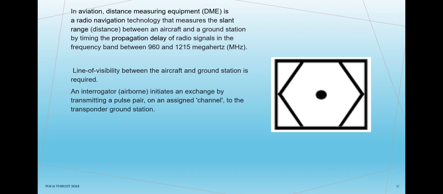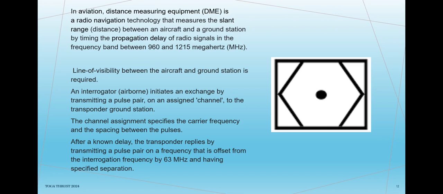An interrogator, airborne, initiates an exchange by transmitting a pulse pair, on an assigned channel, to the transponder ground station. The channel assignment specifies the carrier frequency, and the spacing between the pulses. On delay, the transponder replies by transmitting a pulse pair on a frequency that is offset from the interrogation frequency by 63 MHz, and having specified separation.